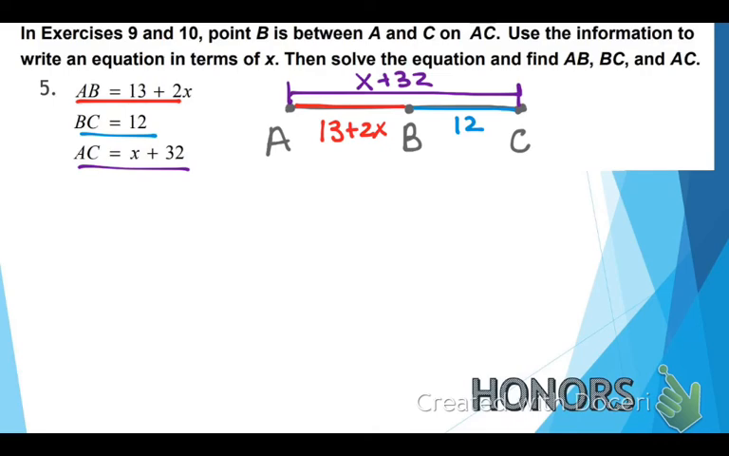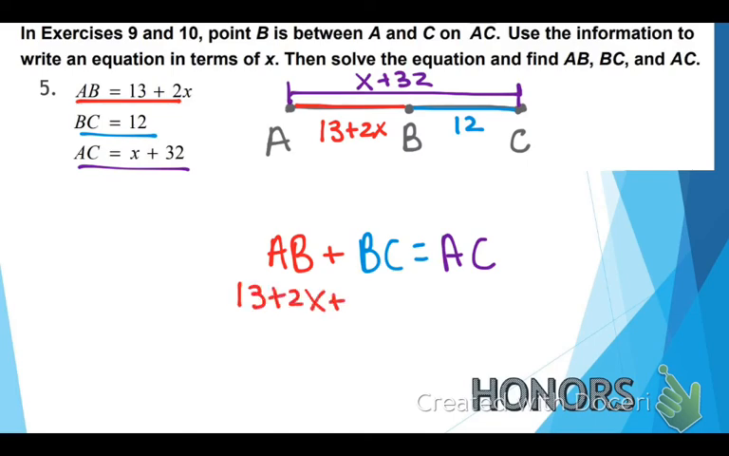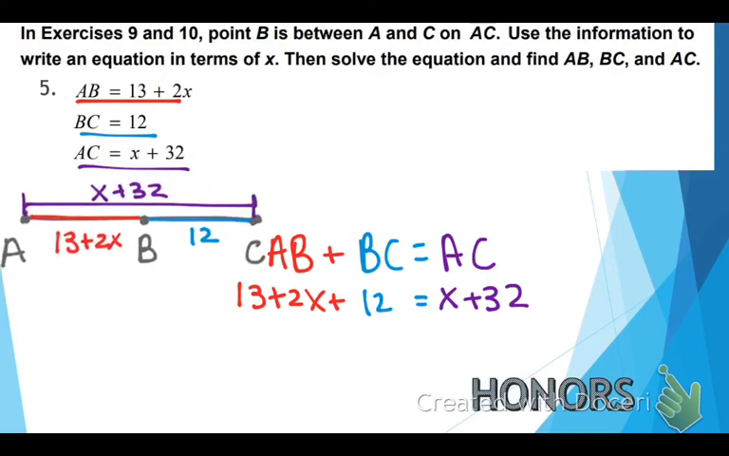All right, so we know that when we take AB and we add it to BC, what will it give me the length of? AC. So we plug in everything that we know. What's the length of AB? 13 plus 2x. The length of BC? 12. And then the length of AC? X plus 32. I am going to give myself room. So you want to combine like terms.